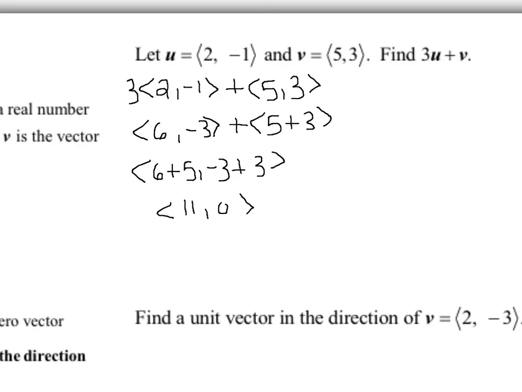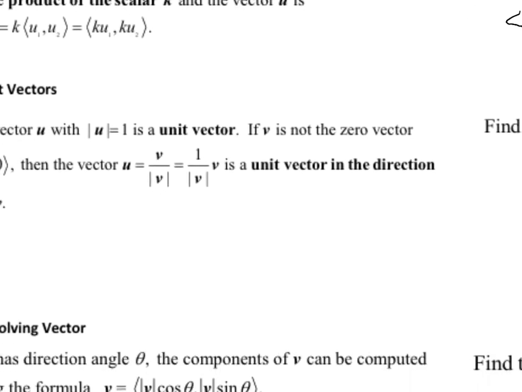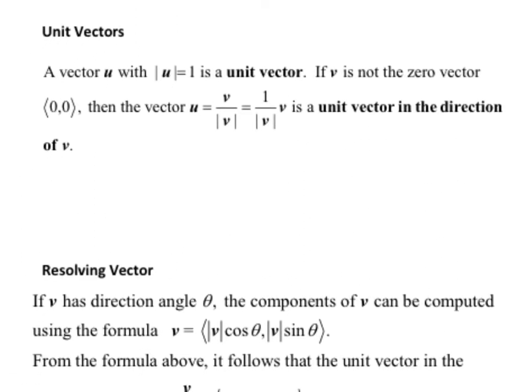Now let's take a look here at the unit vector. Okay, a vector U with a magnitude of 1 is a unit vector. If V is not the zero vector <0, 0>, then the vector U, which is the vector V divided by the magnitude, or 1 divided by the magnitude times the vector V, is a unit vector in the direction of V.